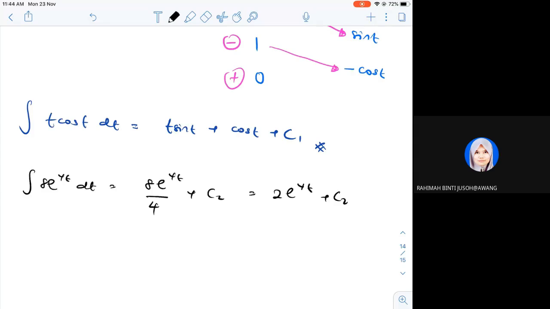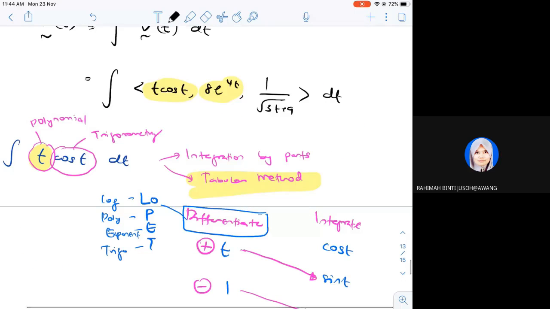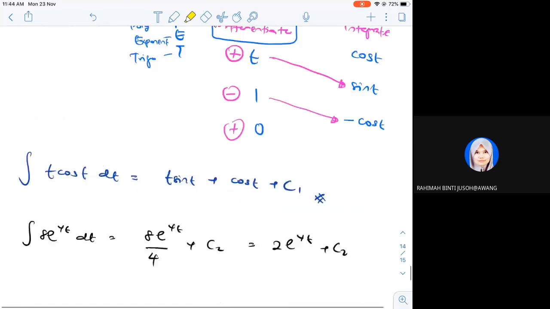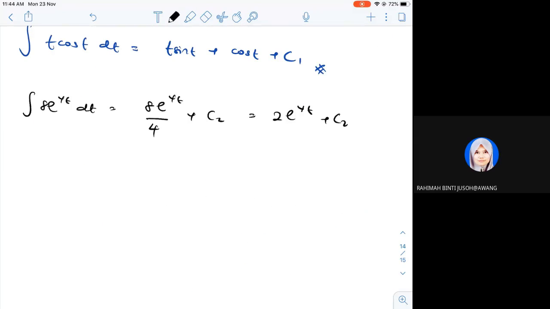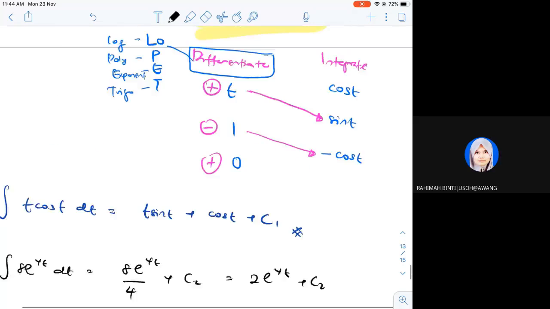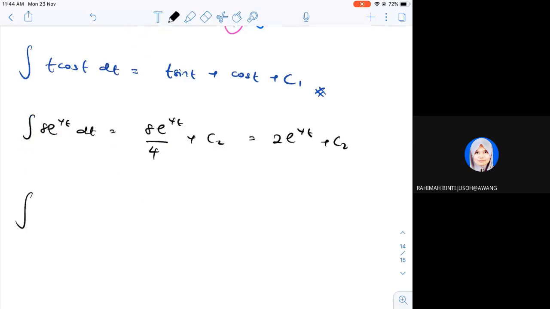Okay, so that's the second component. All right. And then now, okay guys, the third component. This third component, how do we integrate this? Bring it up. Bring it up. Then how do we integrate? 1 over square root of 3t plus 9, dt.